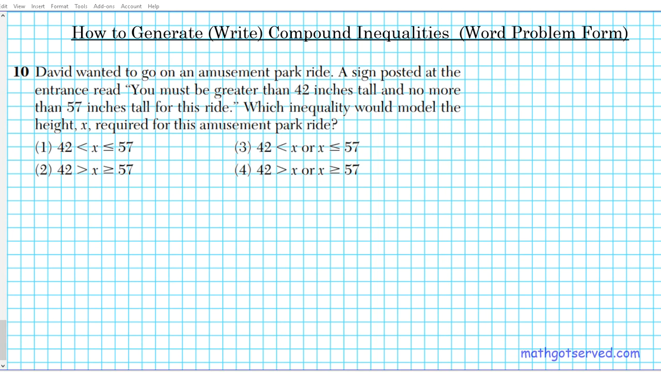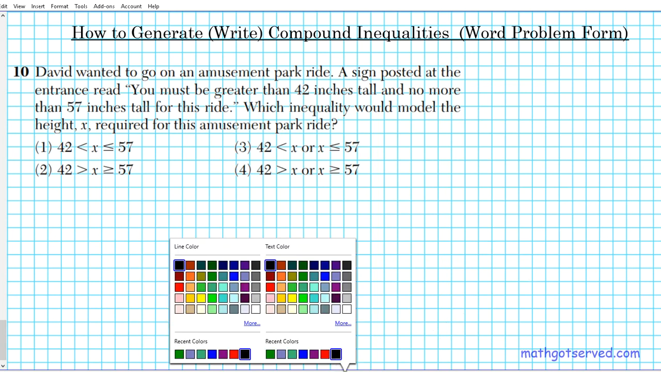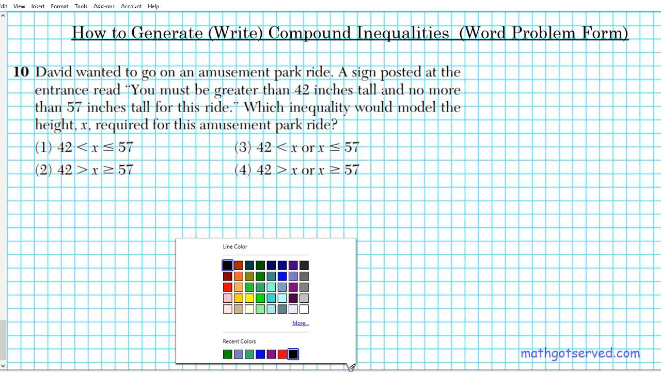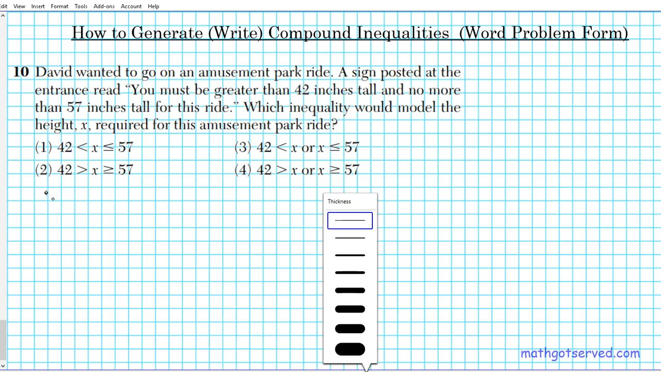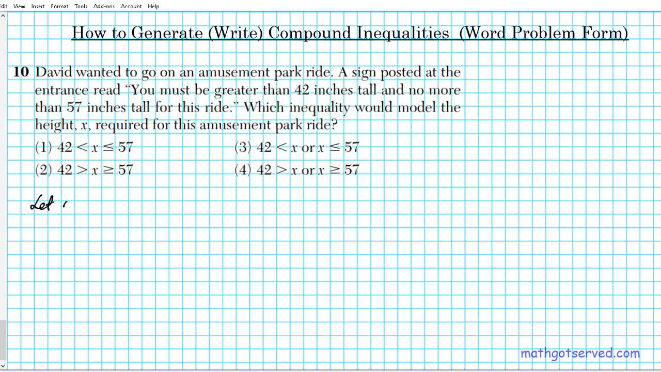Question 10 reads, David wanted to go to an amusement park ride. A sign posted at the entrance read, you must be greater than 42 inches tall and no more than 57 inches for this ride. Question, which inequality would model the height x required for this amusement park ride? Okay, we can see that x represents the height, so let's go ahead and declare our variables real quick and then get started with the problem. So let x be your height.